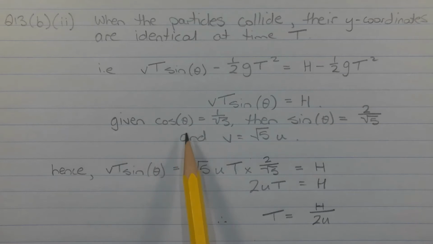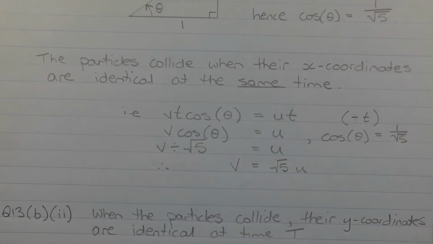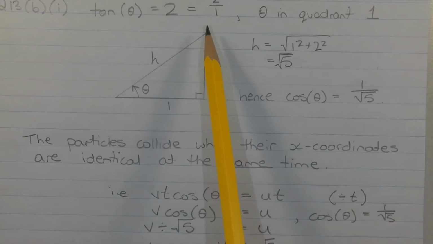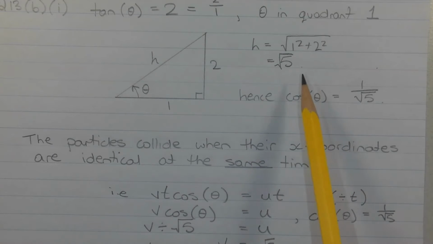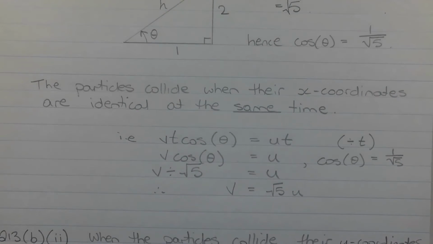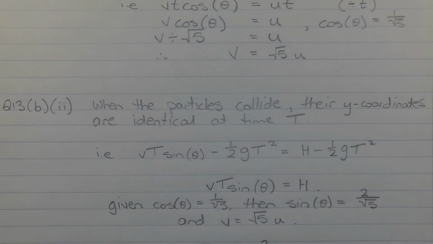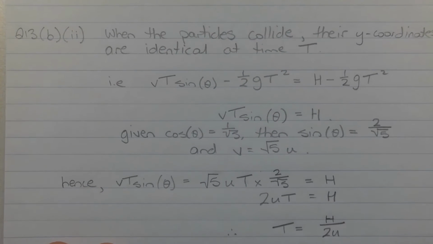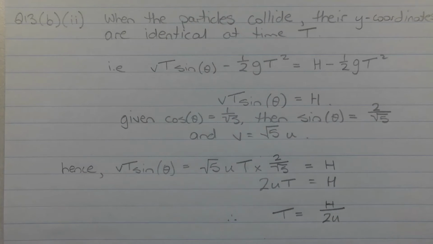Now, given that cos theta is equal to 1 over the square root of 5, we can deduce that sine theta is equal to 2 over the square root of 5 if we refer back to the right angle triangle from part 1. So that's the opposite side over the hypotenuse of the square root of 5. And we're given that v is equal to the square root of 5 times u, which we also found in part 1.